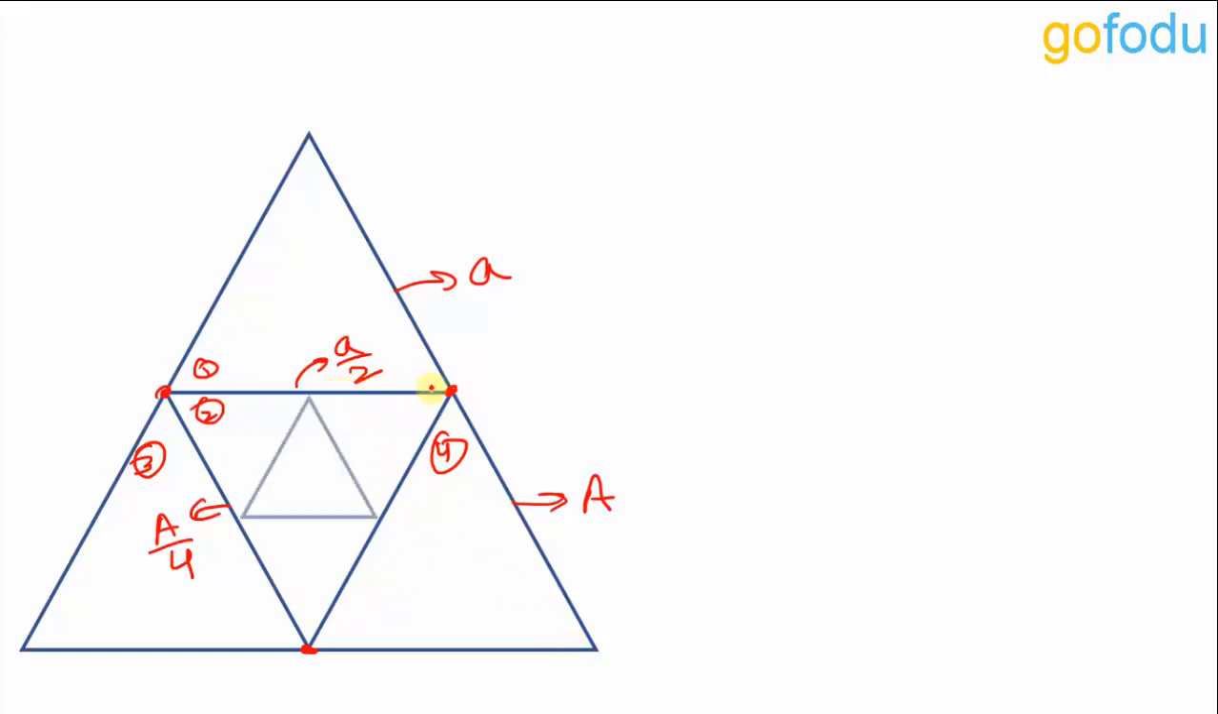Now if one more triangle is inscribed in between, then its side will be half of that of outer triangle side. A upon 2, that would be A upon 4, and its area will be 1/4 of that of this outer triangle. That would be A upon 4, that would be A upon 16.